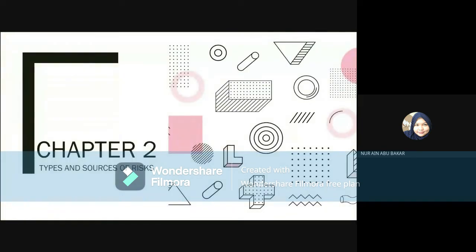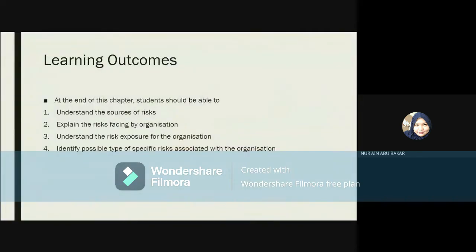So chapter 2 will discuss about type and sources. At the end of this thing, normally you need to understand the sources of risk, whether it comes from the external, internal, and then whether it can be controllable or uncontrollable. Second, normally you can understand the risk facing by organization, whether it is from the economic, credit, default risk, cyber risk, employee malfeasance risk, all those risks related to the organization. Third, understand the risk exposure for the organization.